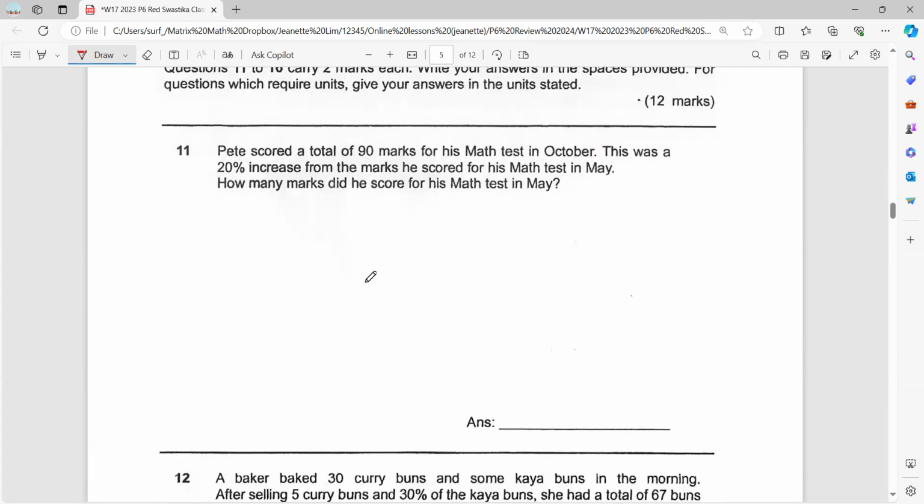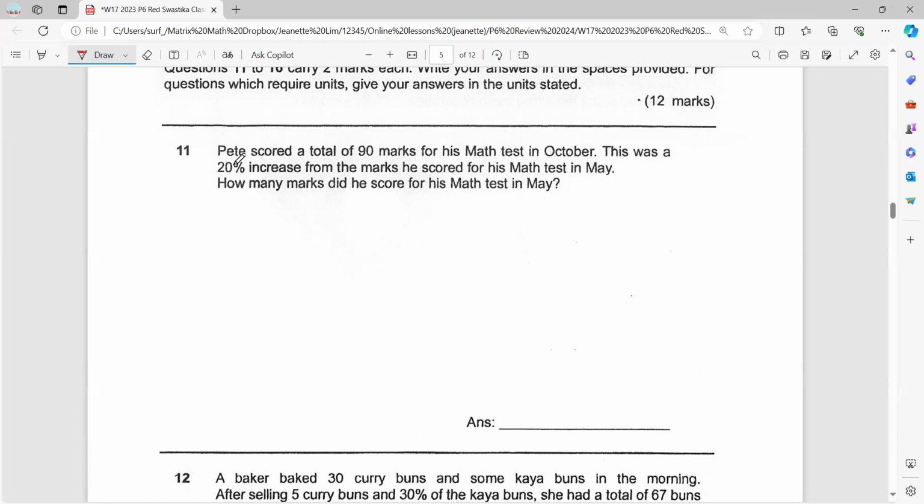Question 11. Pete scored a total of 90 marks for his math test in October. This was a 20% increase from the marks he scored for his test in May. How many marks did he score for his math test in May? So we're comparing October versus May. October is 90 marks. How many percent is this? So let's read on. There is a 20% increase from the marks he scored in May.